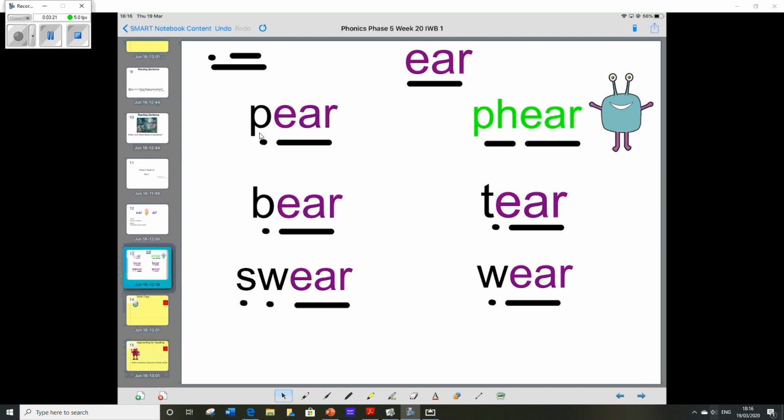So, first word, air, pear. Next word, air, bear. Third word, oh, it's a naughty word here. I hope this doesn't happen at all with you. Air, swear, although it also can mean a promise. And now here he is, today's alien. And he looks very like the alien from yesterday. I wonder why that is. Air, fair. And then now we've got, give him a quick wave, and then we'll move on to air, tear. And our last word, air, wear.